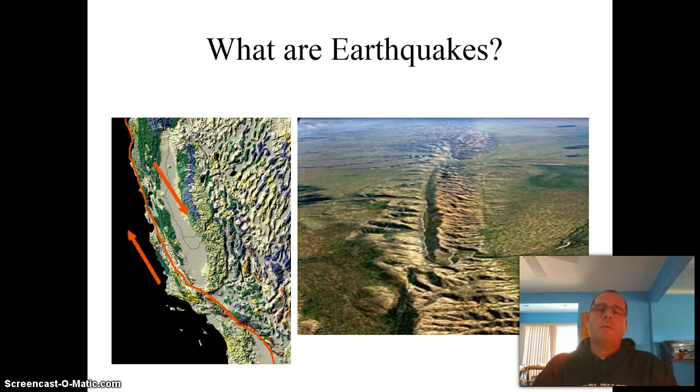So what are earthquakes? Earthquakes are the shaking or trembling in the earth caused by a sudden release of energy. And that energy is released through the movement of tectonic plates at tectonic plate boundaries. Also at faults, which is basically where two blocks of crust are moving past one another. They're usually close to a plate boundary, but sometimes they're not.